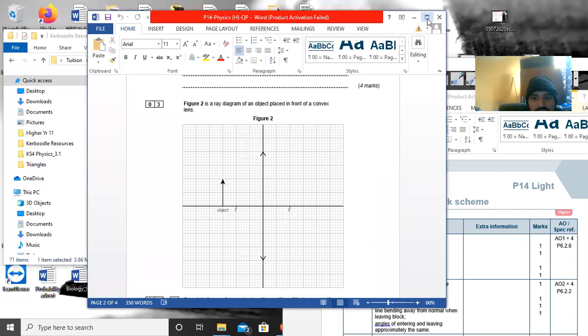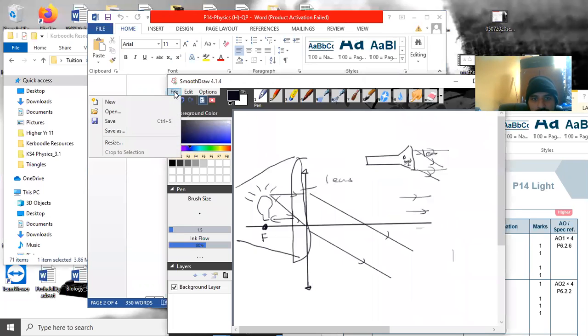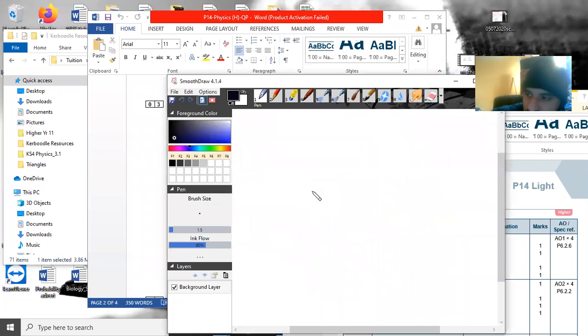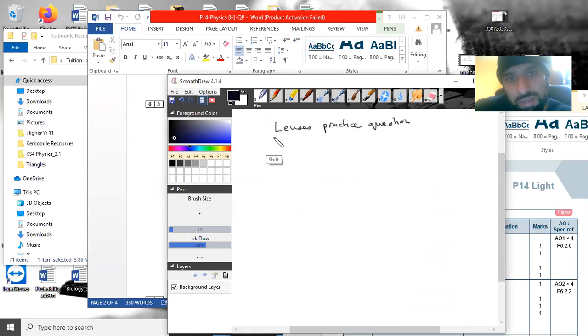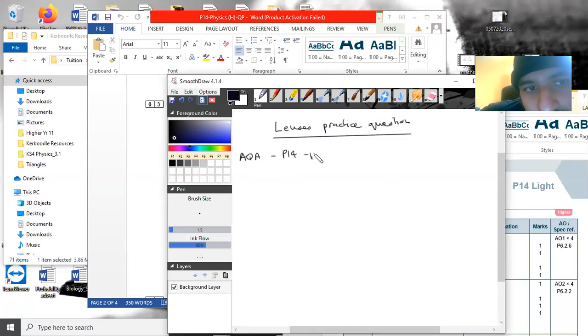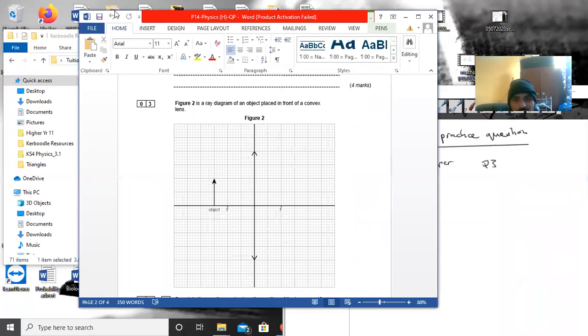If you want to write down in your notes, practice question on lenses. That's your title: Lenses practice question. You can write it down on a scrap piece of paper. And if you want to know where it came from, the AQA paper. Don't worry if you're doing OCR, it's still very useful for you. AQA P14 paper, and the question number is question 3. So in your little scrapbook of answering exam questions, if you have one, or in your notes, this can be your reference and this can be your question here.